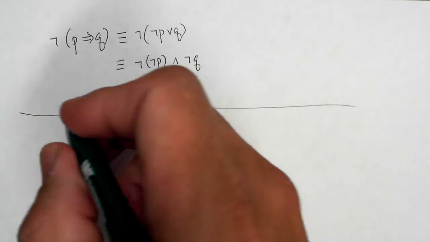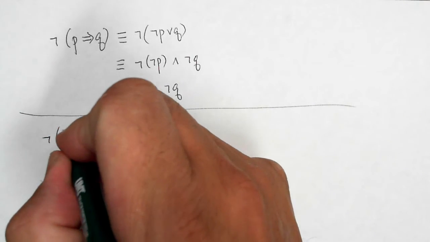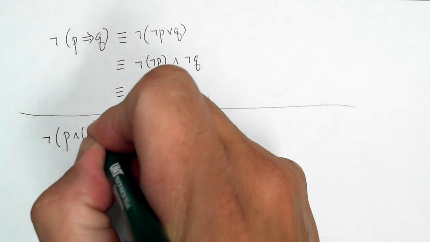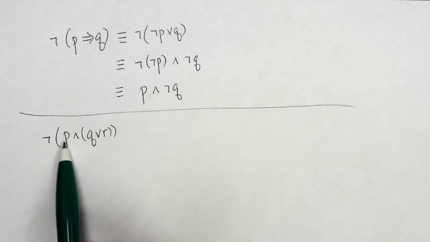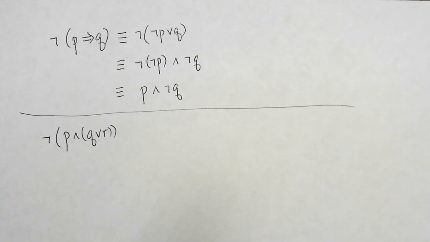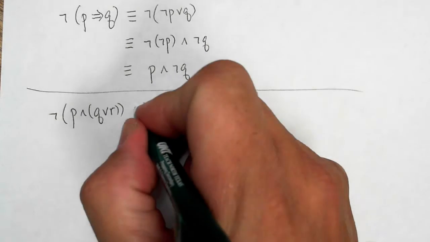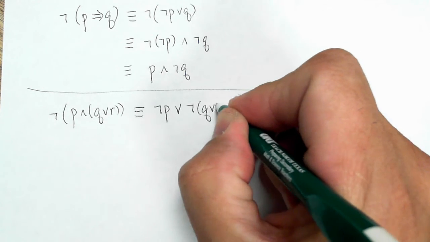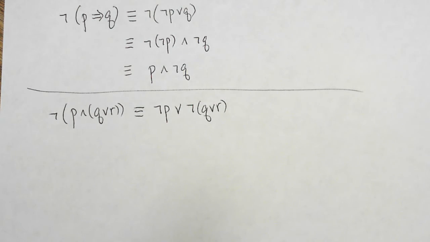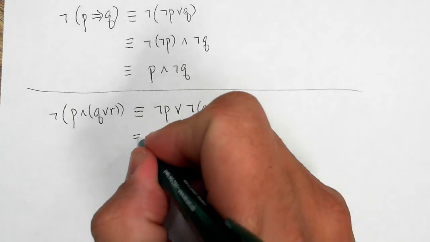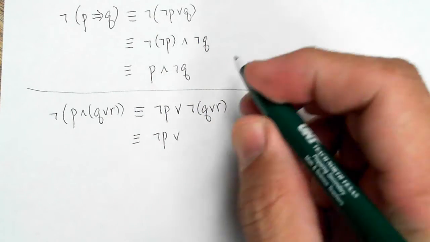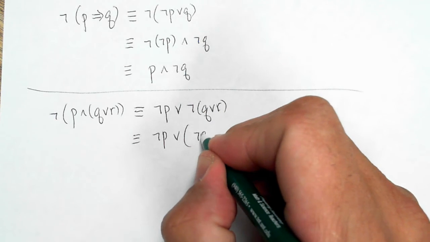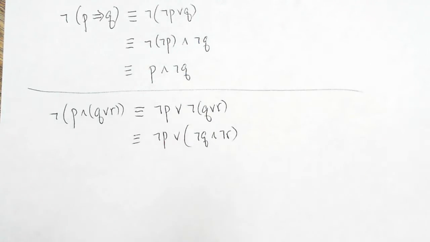Next, we have not P and either Q or R. I think I misstated that at first. Okay, by De Morgan's laws, this is the same as not P or not the second. And then if I use De Morgan's laws here, this would be not P or, not Q and not R. And for the purposes of this exercise, I think that would be sufficient.